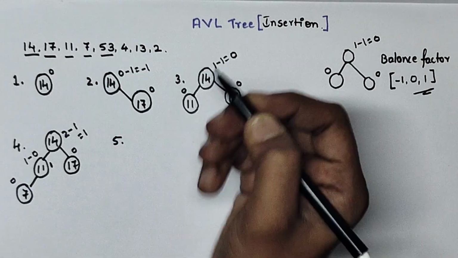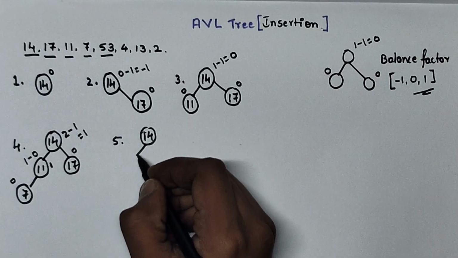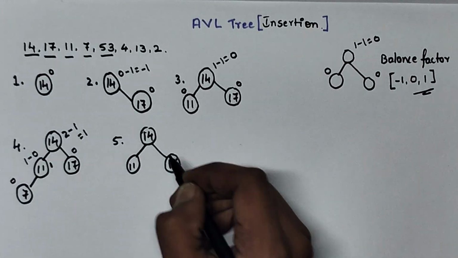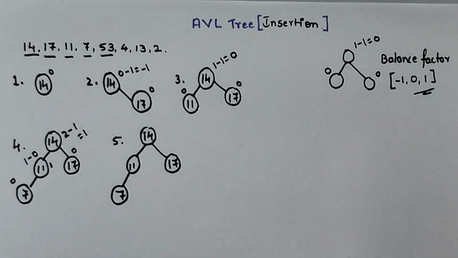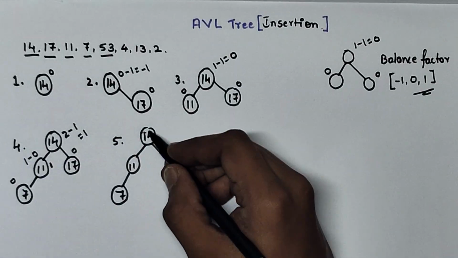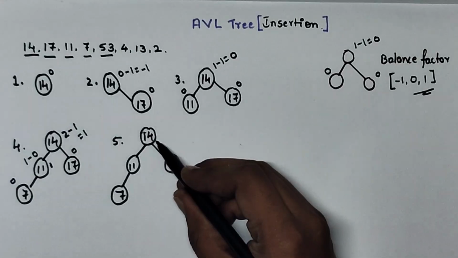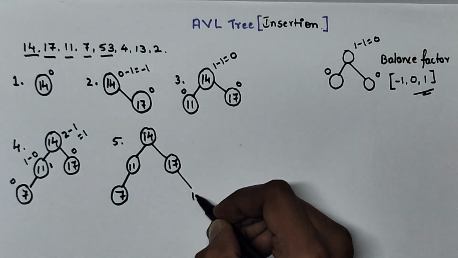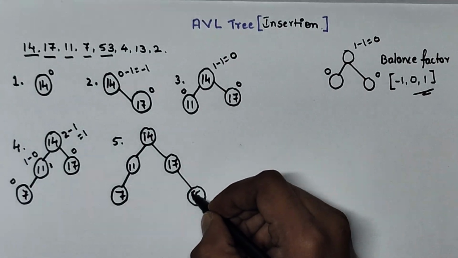In the fifth step I want to insert 53. 14, 11, 17 and 7 will remain as they are. First I will compare with 14. 53 is greater than 14, so right side. 53 is greater than 17, so right side. So I must write it here. Sorry, this is not 15, this is 53.